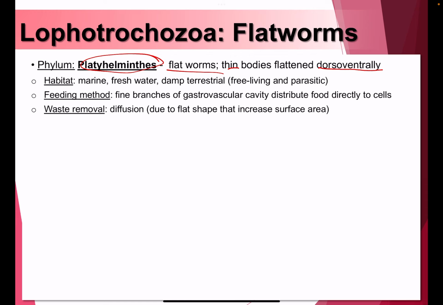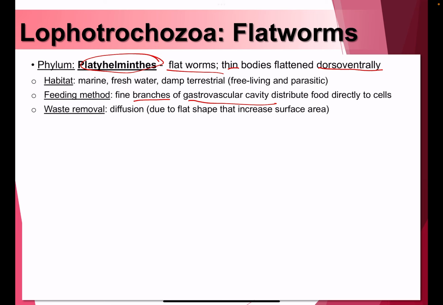The habitats that flatworms live in are marine, freshwater, or damp terrestrial. Terrestrial means land living. They can be either free living or parasitic. Their feeding method usually involves fine branches of the gastrovascular cavity that distribute food directly to the cells, kind of like the amoebocytes in sponges that carry food to other cells. Now you have branches that distribute the food directly to the cells, sort of a vascular system going on.